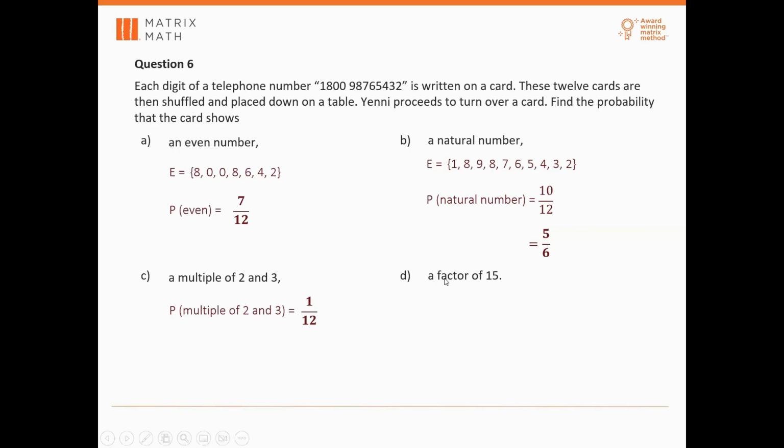Then D, a factor of 15. So factors of 15 can be 1, 15, 3, 5. Since these are all single digits, so 1, 3, and 5. There's 1 of 1, 1 of 3, 1 of 5. So 3 possible outcomes out of 12, which is 1/4.